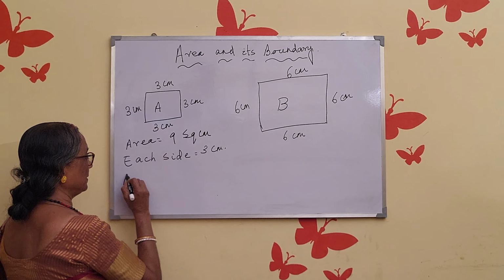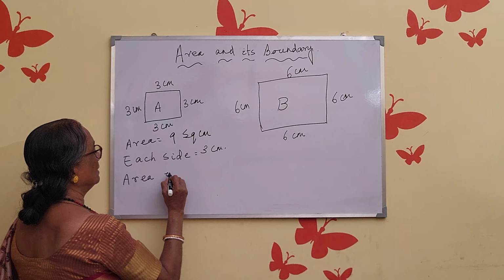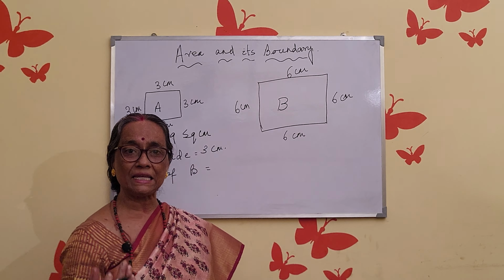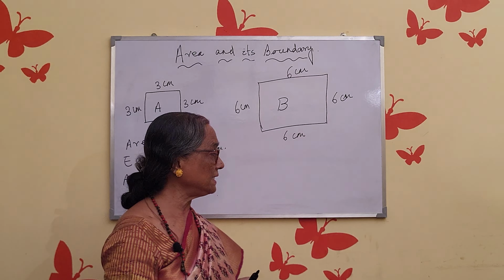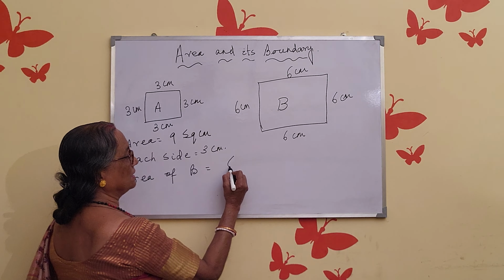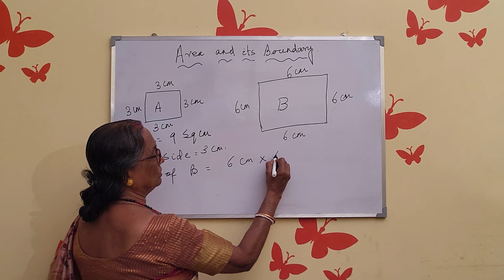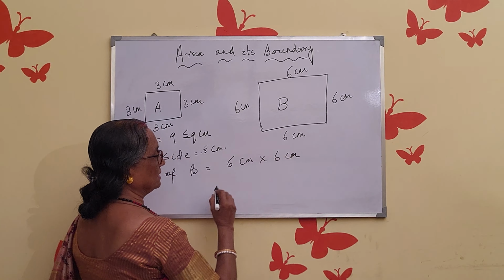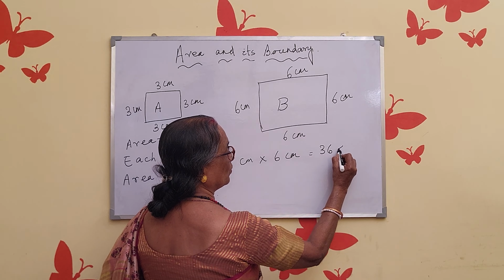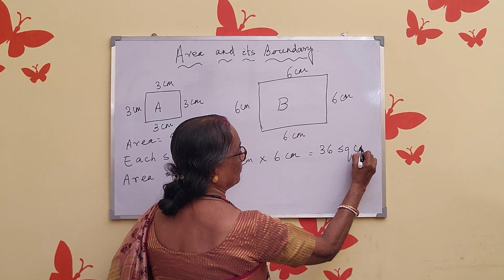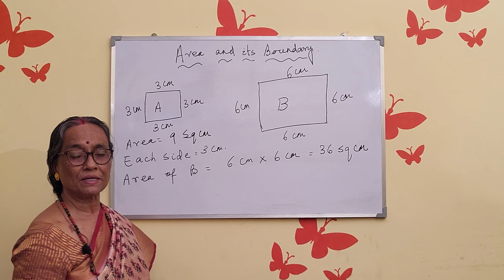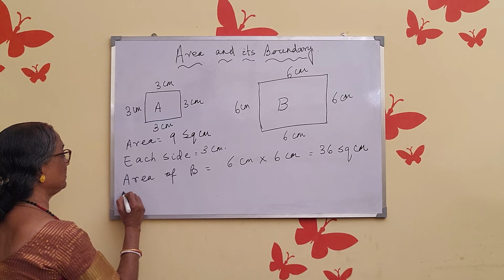What is the area of B? We know that area of a square is side into side. Therefore, each side is 6 centimeter. Therefore, area of B is 6 centimeter into 6 centimeter. 6 6s are 36, that is 36 square centimeter. Area of B is 36 square centimeter. Now you find out the perimeter of B.